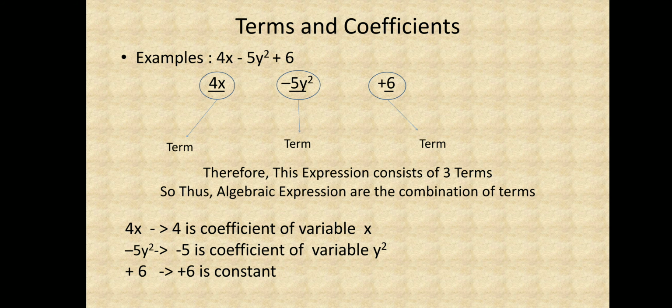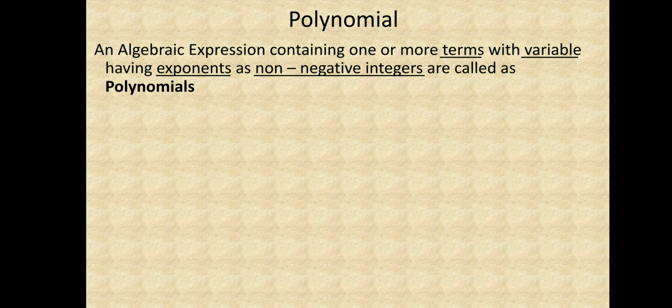So now let's move further. Now we have polynomials. So what are those? An algebraic expression containing one or more terms with variables having exponents as non-negative integers is called a polynomial.